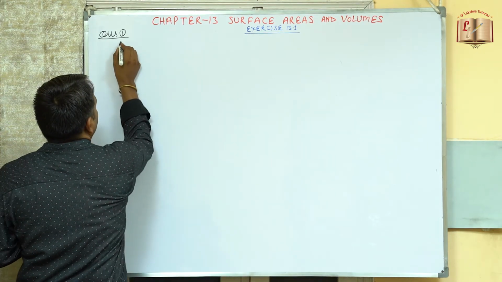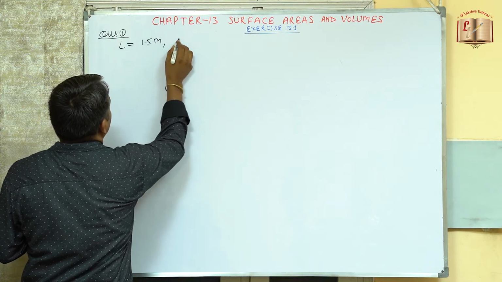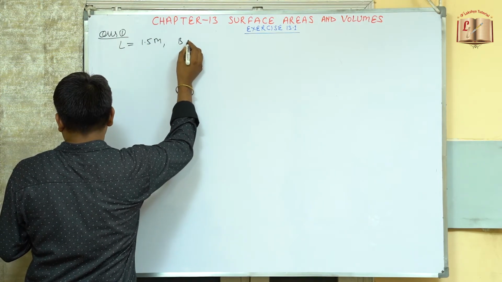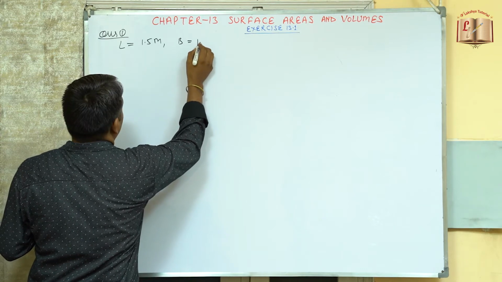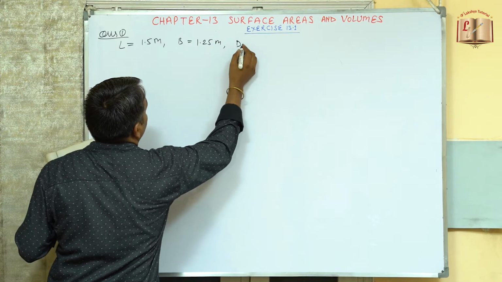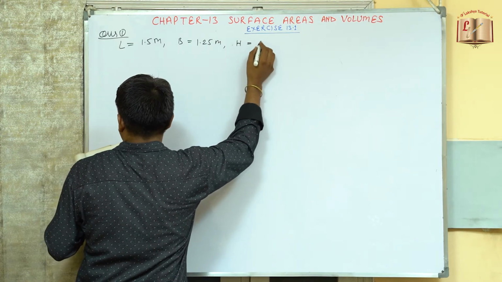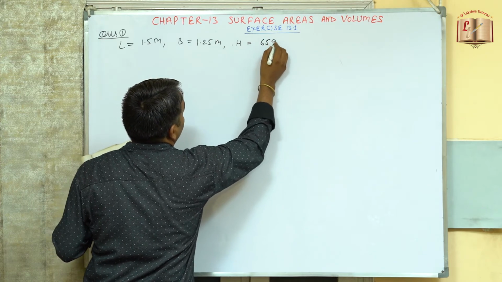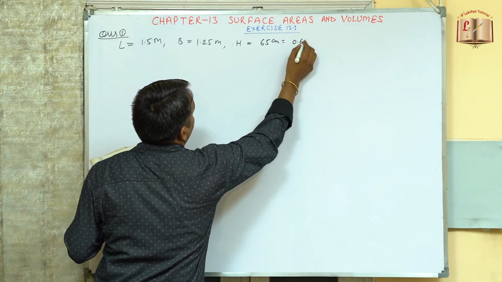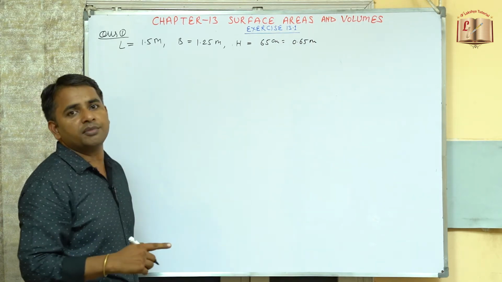So length, width and height are already given. Length is given 1.5 meter and breadth is given 1.25 meter and depth, or height we can take it, is given as 65 centimeter. So this will be equal to 0.65 meters. All the dimensions have to be in the same units.